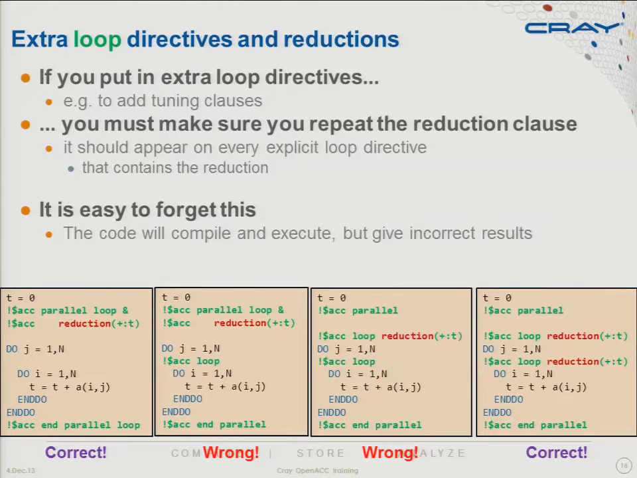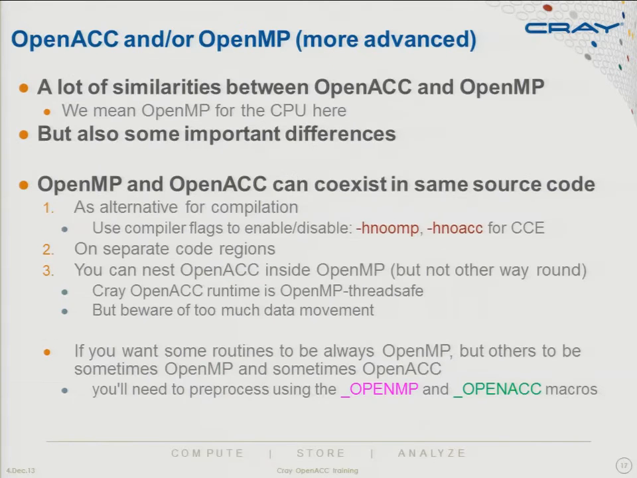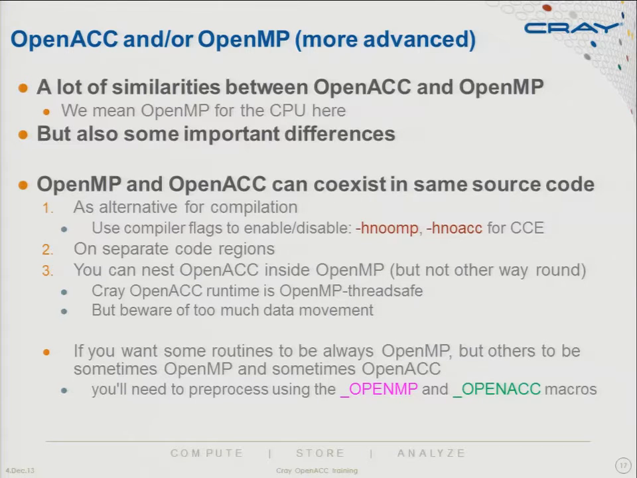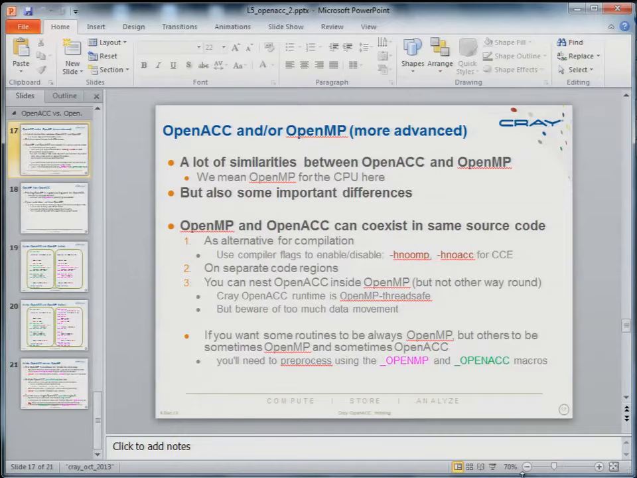These are wrong. It's very easy to forget this. The code actually probably runs faster here, but that's because it's doing the wrong thing, and you get the wrong answer. Running OpenACC and OpenMP together, I'm not going to talk about that now because it's a more advanced topic. I can discuss it with people if they think this is something that they'd like to do.